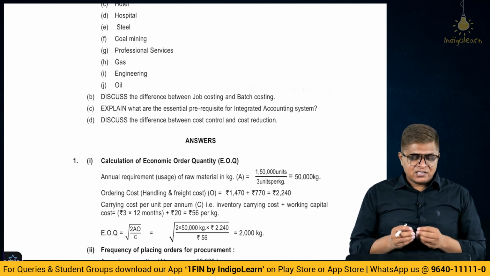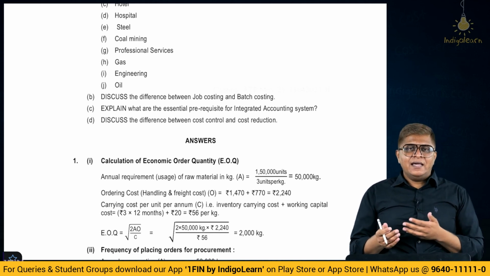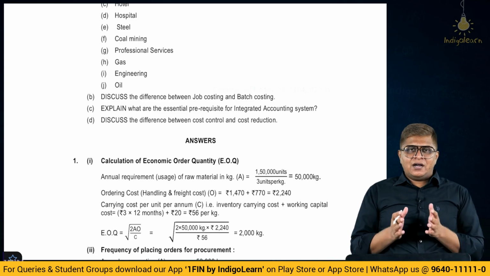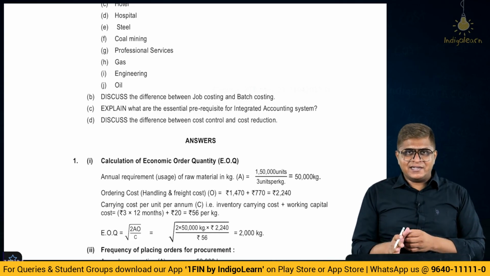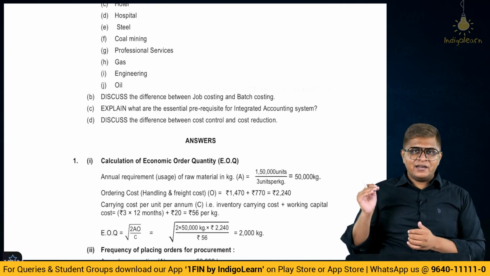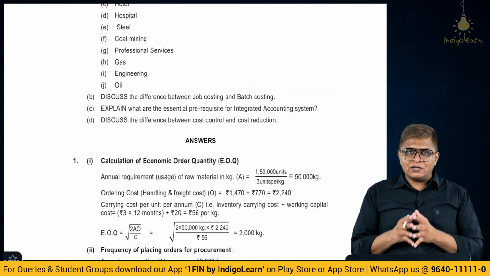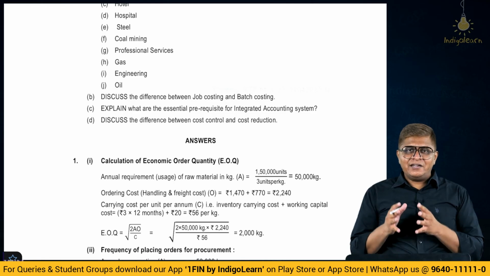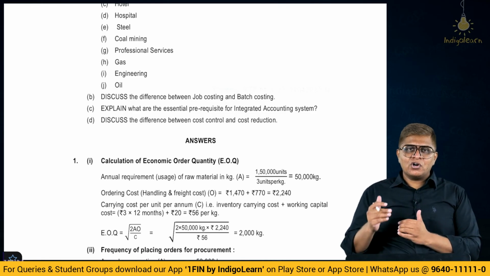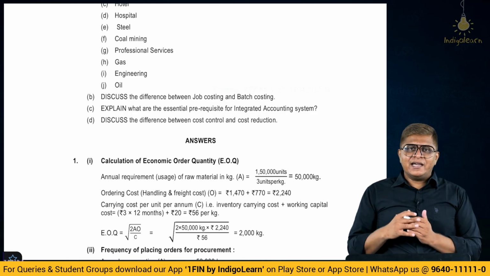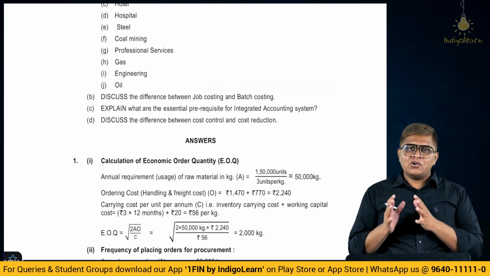Last, discuss the difference between cost control and cost reduction. Once the standard has been set, ensuring that we are incurring as per the budget or as per the standard, that is cost control. There is a continuous effort to ensure that we are not spending more and we are spending as per the standard. That is called cost control.